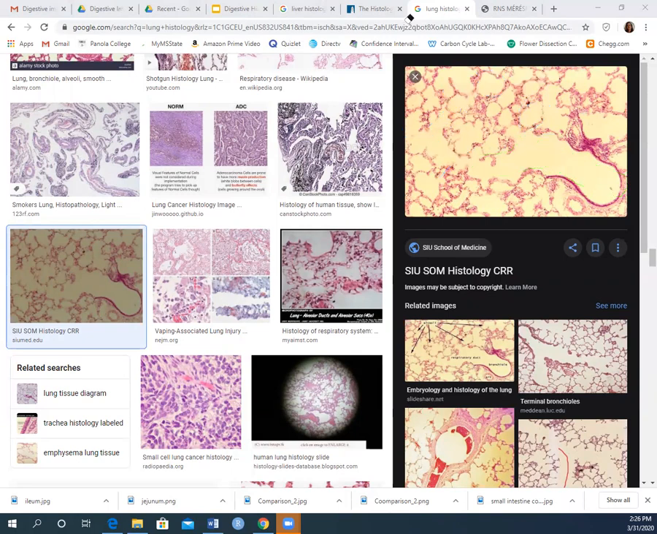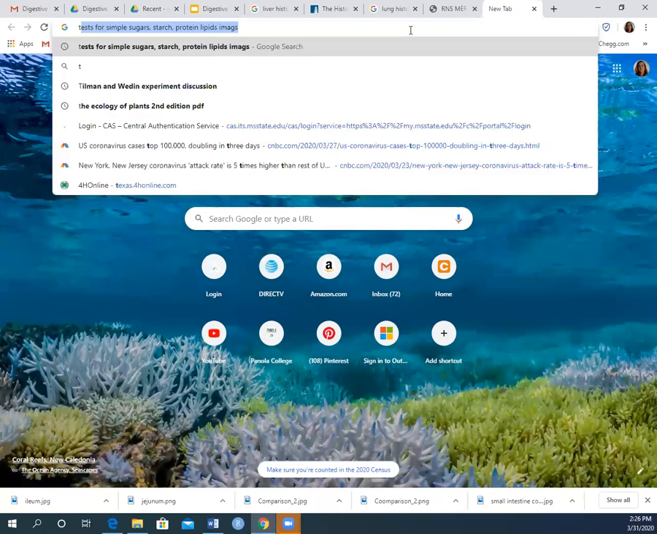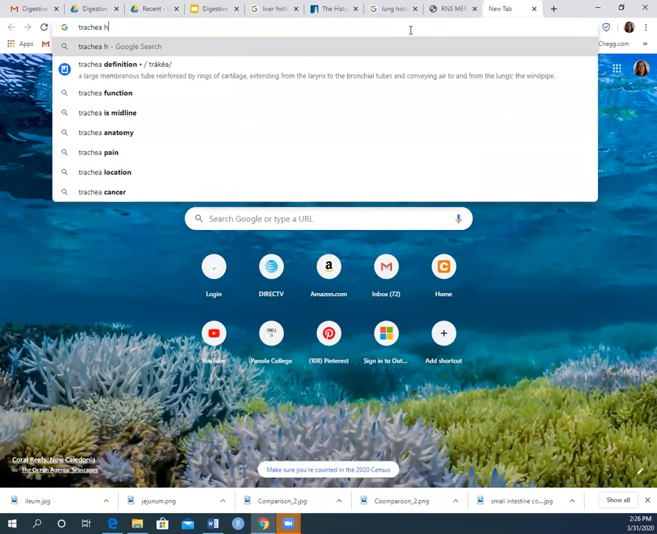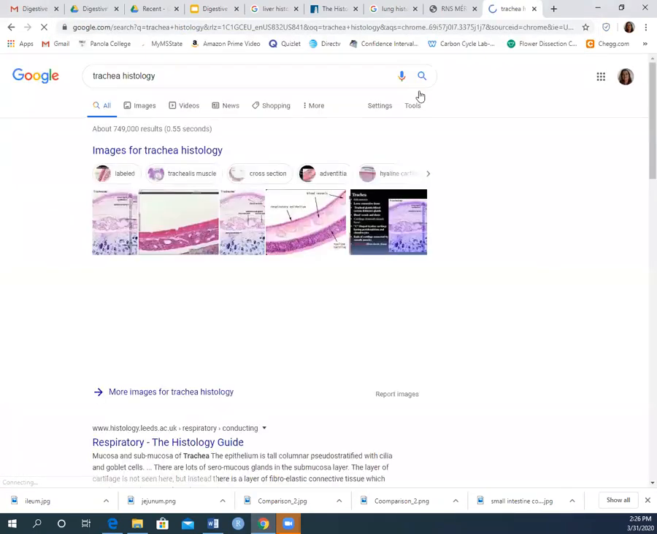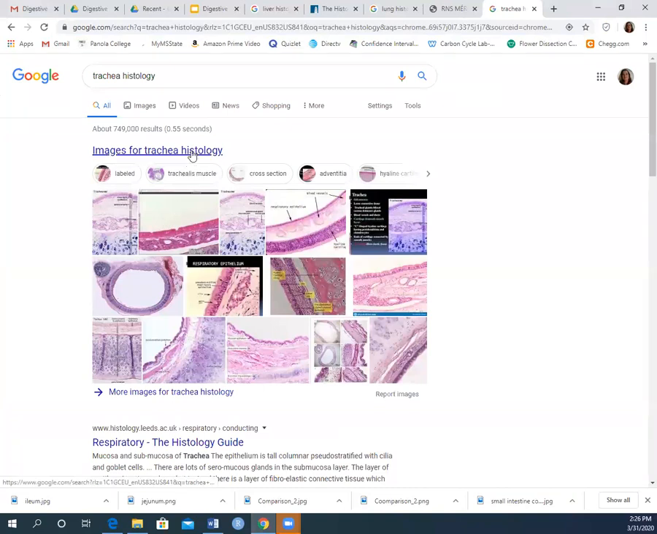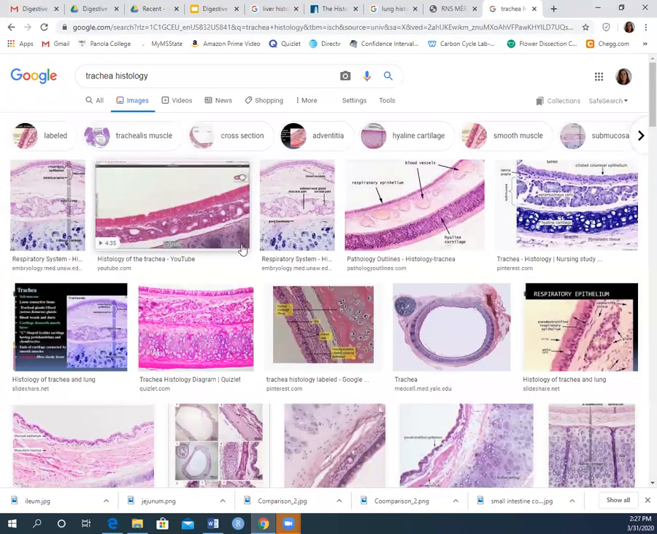Okay. So now look at some tracheas. And I think that's it. Because I think the olfactory epithelium on the list is always thicker, right? Yes, always thicker.